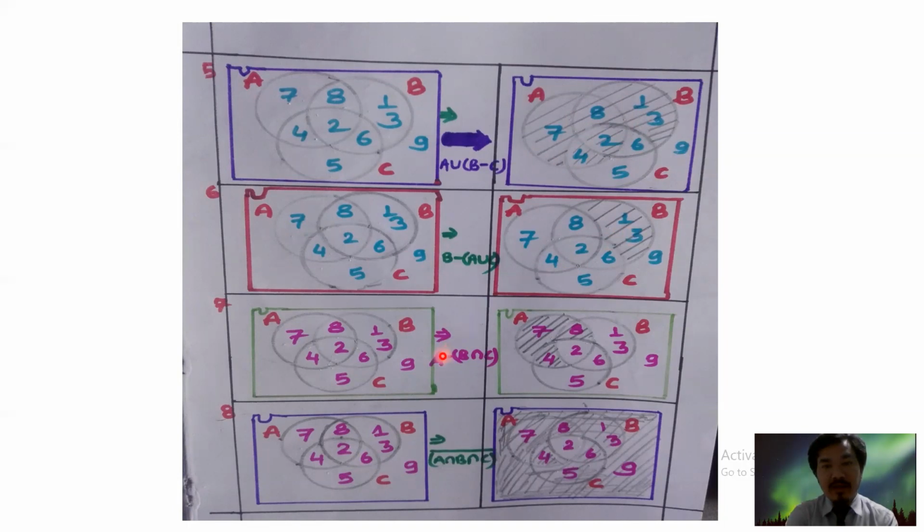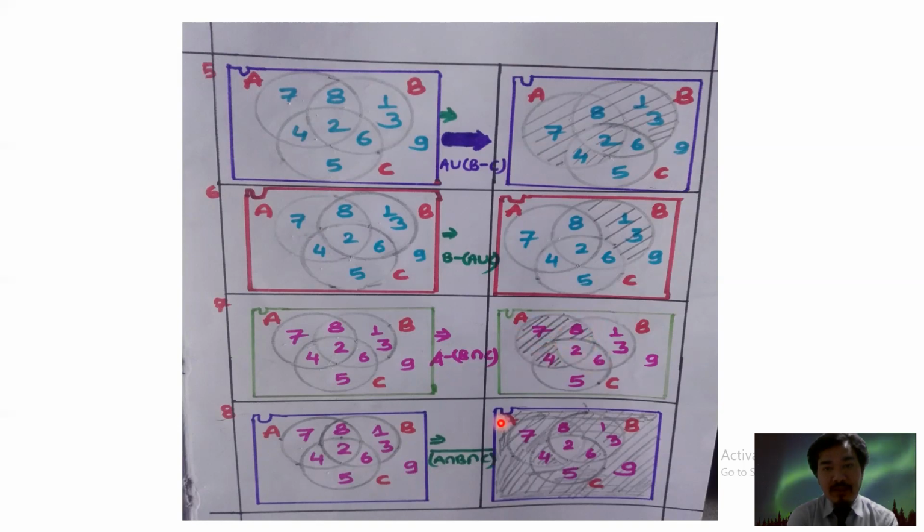Similarly here, from A subtract the intersection part of B and C. From this total A, what did we subtract? B intersection C, which means 2 and 6. Don't shade this, and the remaining part of A should be shaded here. From A subtracting 2 and 6, then what is remaining? 7, 8, 4 is remaining. So this part should be shaded.